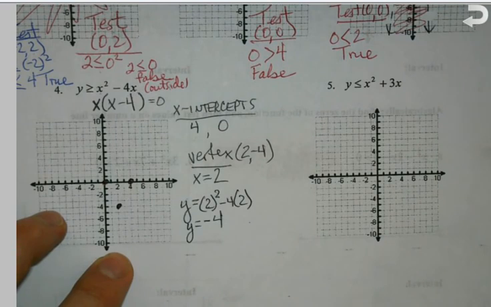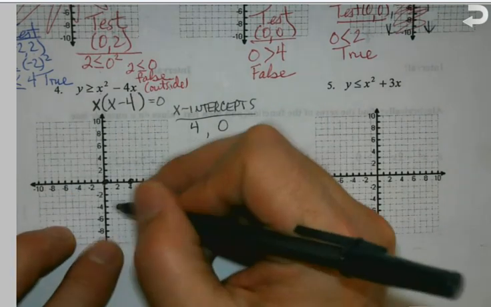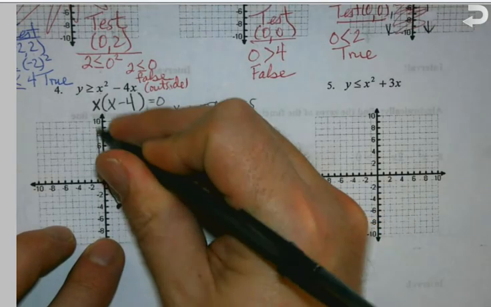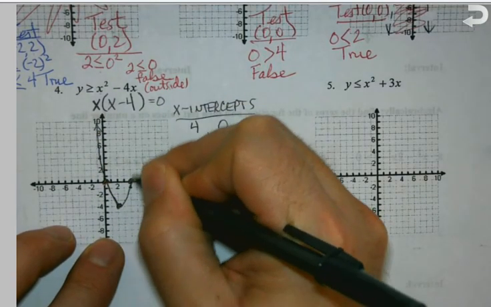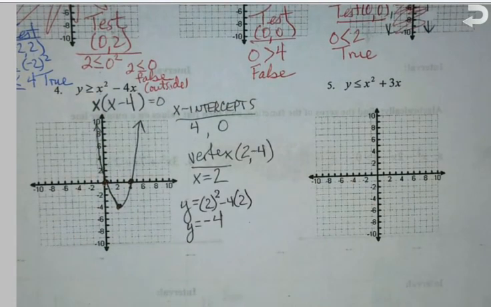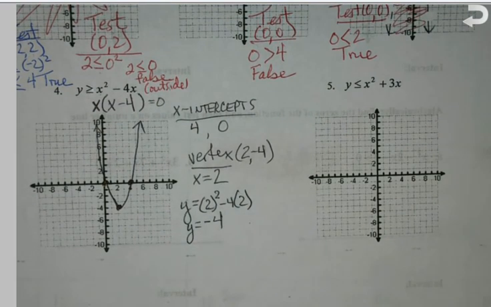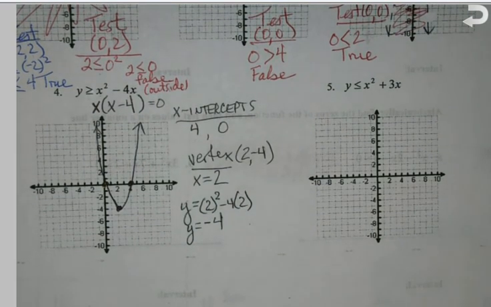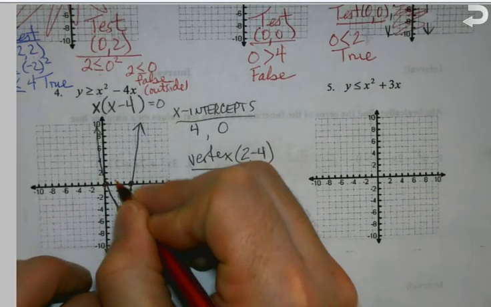Is this one solid or dotted? Solid, because I have the or equal to. Okay. I don't need to be doing any more whiteouts here. So put my parabola in there. Dang, can't use 0, 0 this time. Okay. 2, 0, okay.